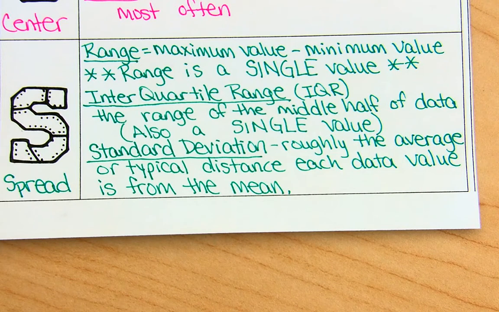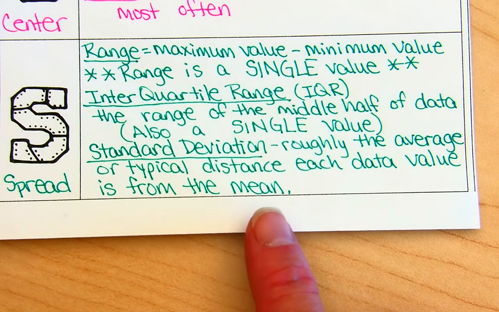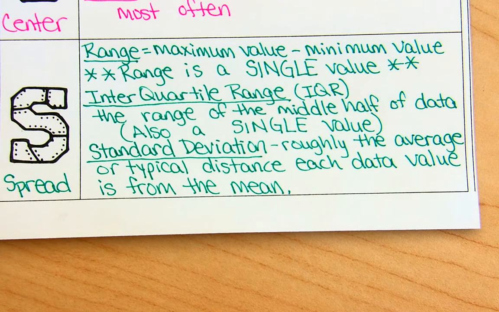The good news is you will never have to calculate it on your own. The calculator will do it for you. You just need to have an understanding of what it means. So it's just the average distance from the mean. Questions on any of those terms? We will go over a lot more detail, like how to get to it.